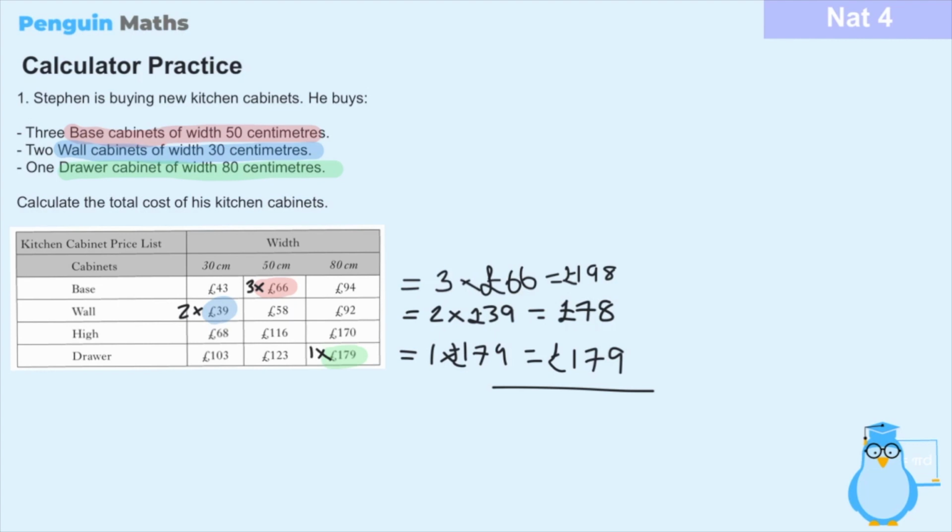So now all we have to do is add each of these values together, and that will give us the total cost. So if we add 198 to 78 to 179, that will give us a total cost of £455. So that's how much money Stephen spent on buying kitchen cabinets.